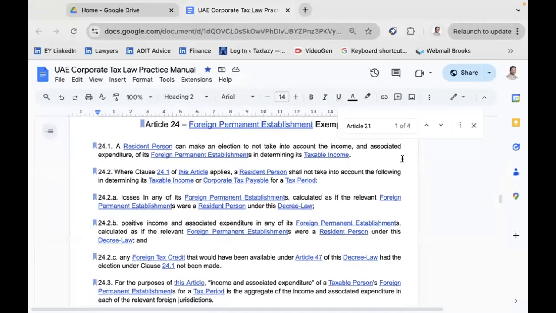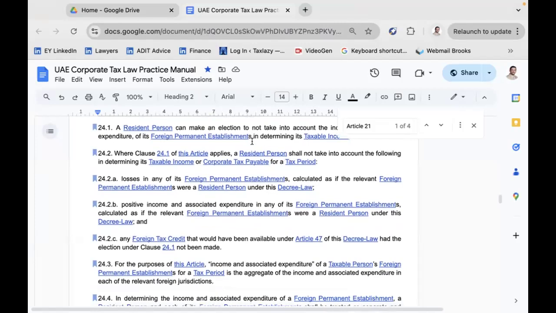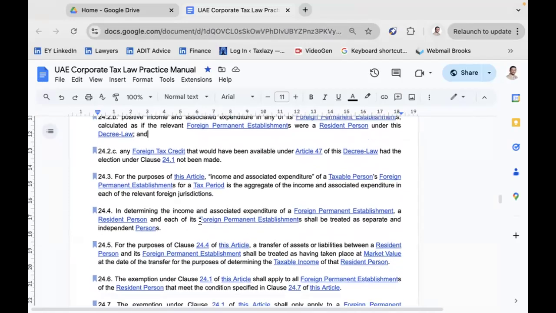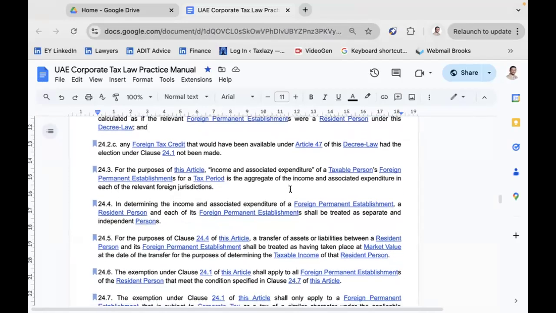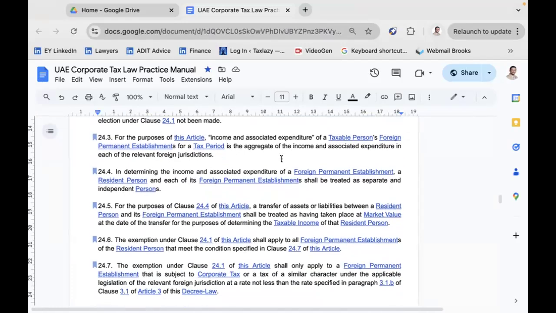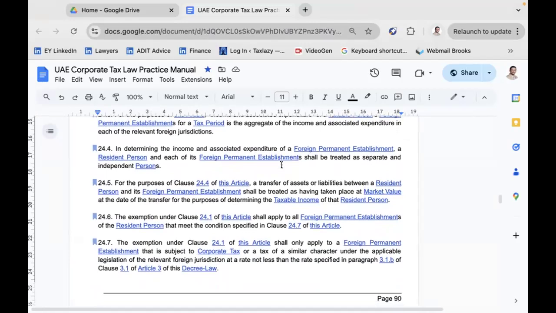This is Article 24, foreign permanent establishment. Let us go through this quickly. It says they can make an election to not take into account the income and associated expenditure. Nothing is written here whether this is an irrevocable option or not. Can you see in the first clause, it says they shall not take into account the following in determining. Going forward, under the second clause, it says what not to include, what not to do. Then again, in the third clause also, it does not mention whether this is a revocable or irrevocable option.